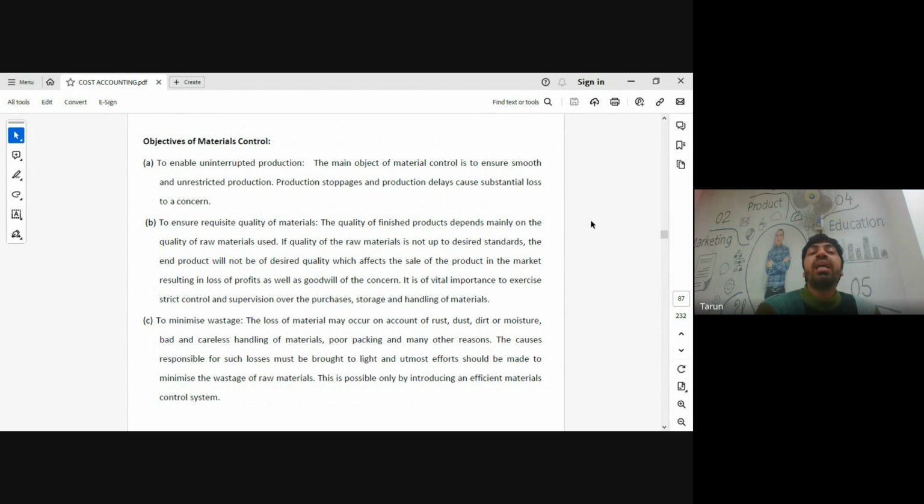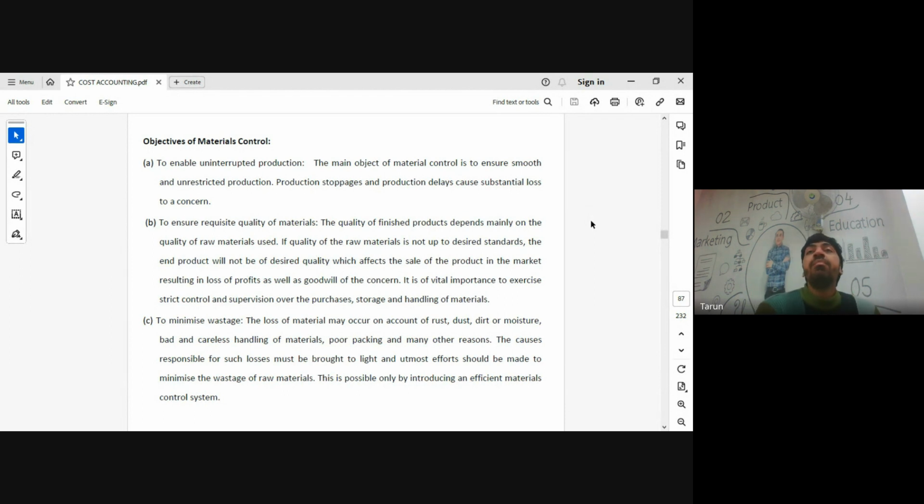The second objective is to ensure the requisite quality of the material. It is very important that the quality of material must be up to the standard, or must be of good quality, so that it will increase the sales of the particular product in the market, so that it wouldn't suffer any loss of materials. Let's take an example. If the quality of the materials is not up to the mark, or it's not good, then it automatically decreases the sales, and ultimately it will lead to a loss of profits for a particular organization or concern.